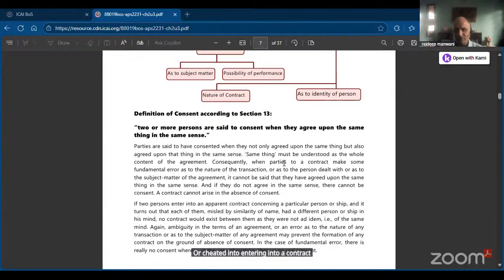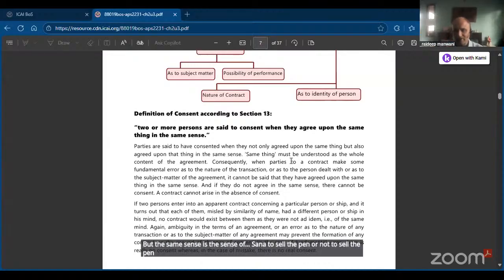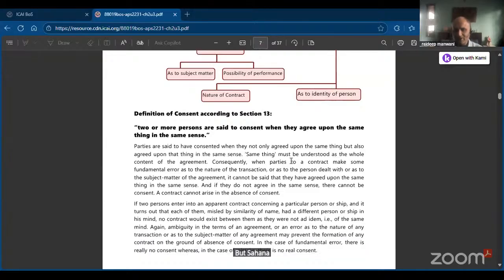Suppose Ganvi puts a knife in front of Sana and says, please sell me that gold pen for 2000 rupees, otherwise I'll cut you. They are agreeing on the same thing. Sana will also sell the gold pen. But the same sense is the sense of Sana to sell the pen or not to sell the pen. It's not to sell the pen. Ganvi wants to buy the pen. But Sana is not agreeing in her mind to sell the pen.